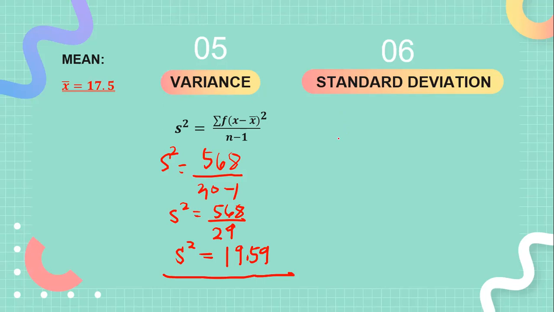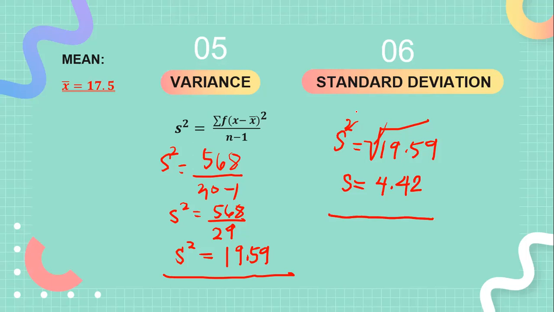Okay, okay. Now, to get the answer for our standard deviation, we take the square root of the variance. Okay? So, s is equal to the square root of 19.59. Why did I take the square root, class? To remove the squared, the power of 2. So the power of 2 and the square root will cancel. So what is the square root of 19.59? Very good. It's 4.42. So, our standard deviation is 4.42 now.